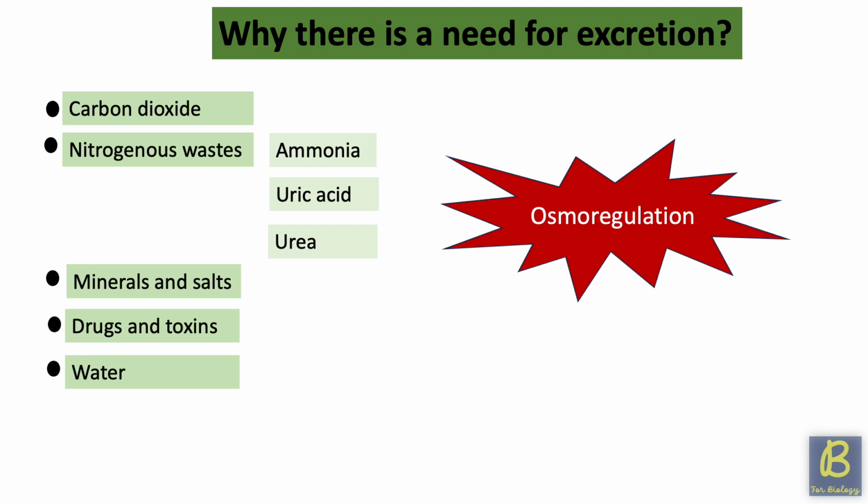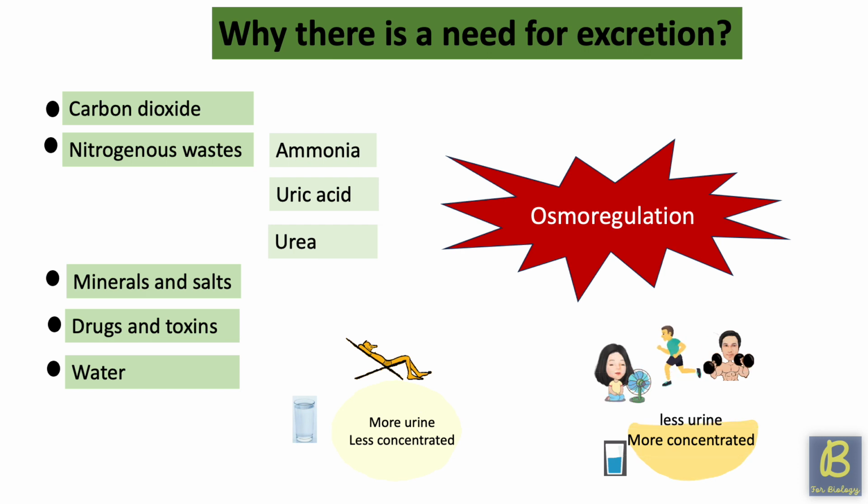The volume and concentration of urine produced is affected by our water intake, the temperature, and our physical activities. If we keep ourselves well hydrated, then under normal temperatures and when the person is not engaged in physical activities, the volume of less concentrated urine increases. But in hot temperatures, or if the person is engaged in physical activities and drinking less water, then there is less volume of urine and the urine will be more concentrated.